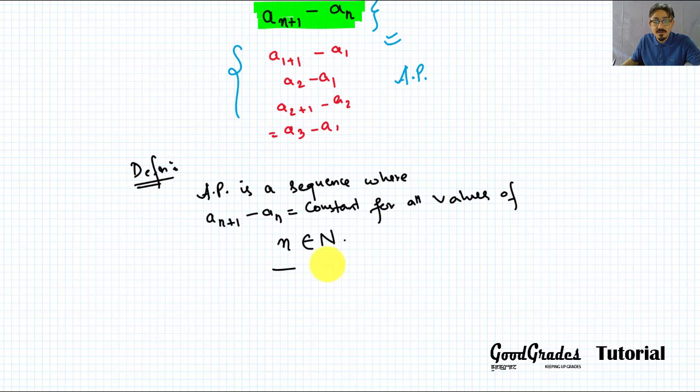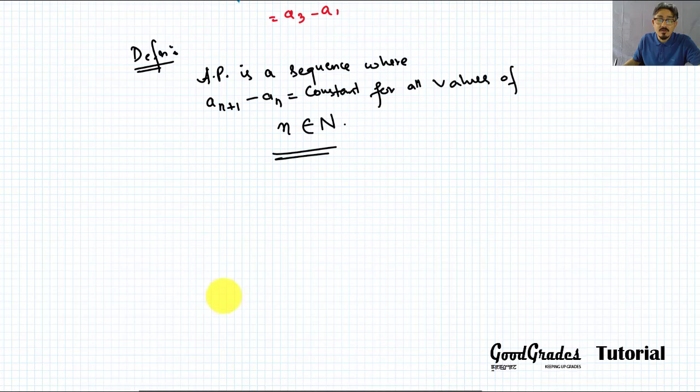So how do we define an arithmetic progression? It is a sequence where an plus 1 minus an is constant for all values of n which belongs to the set of natural numbers. Okay, now arithmetic progression is defined.